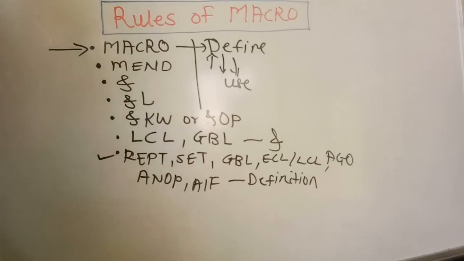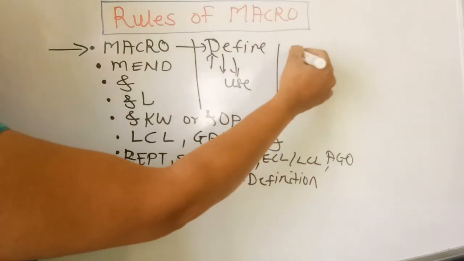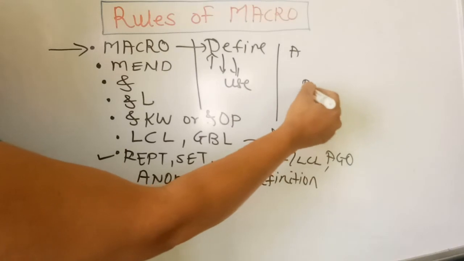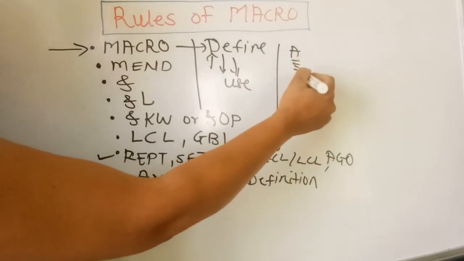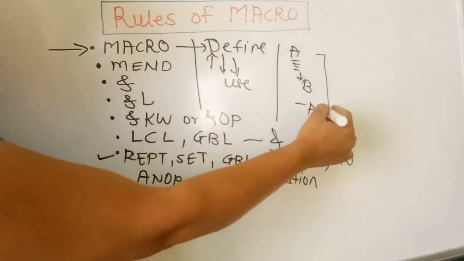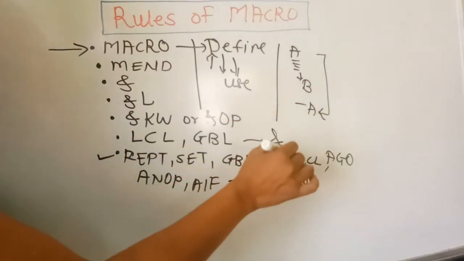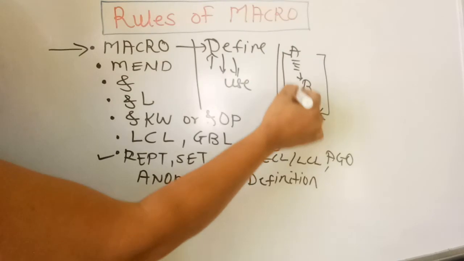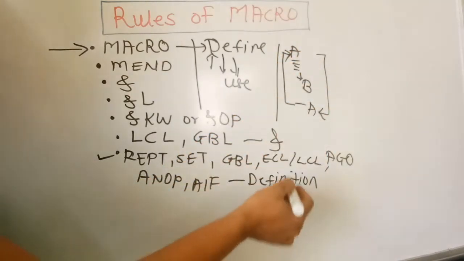Next rule is that any macro can call another macro, but the called macro should be defined before the calling macro. For example, A is a macro with its definition. After that, B is a macro which calls A in its definition. This is allowed because A has completed its definition before its calling.